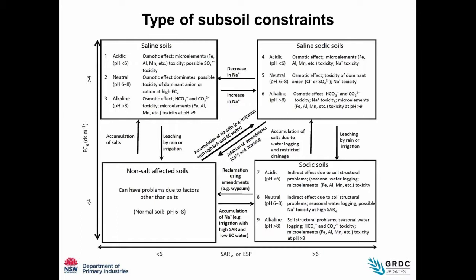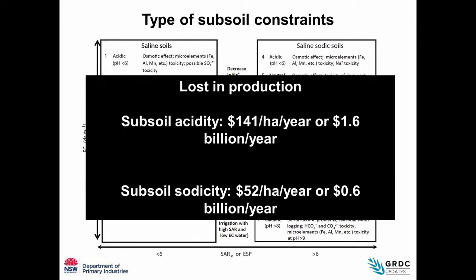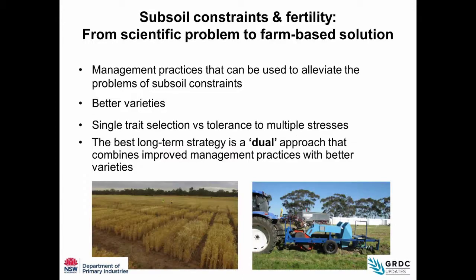And some back of envelope calculations show that if we have subsoil acidity in our farm, it costs about $141 per hectare per year, which is equal to about 1.6 billion per year of loss in productivity in Australian systems. And subsoil sodicity, based on that calculation, is about 0.6 billion per year. So from a farm economy perspective, it's a very important loss of production. So how do we manage this issue?